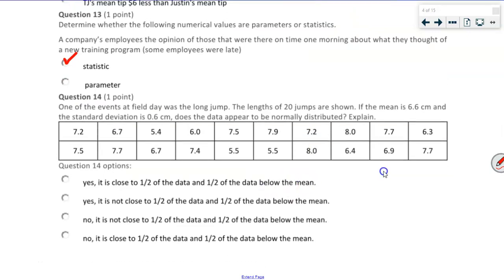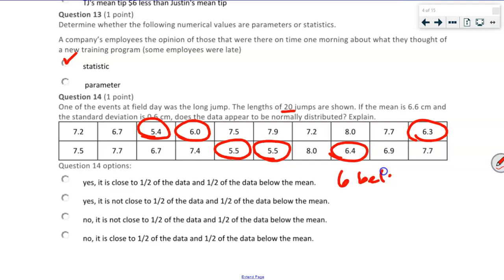Number 14 says one of the events of the field day was the long jump. The length of 20 jumps are shown. If the mean is 6.6 centimeters and the standard deviation is 0.6, does the data appear to be normally distributed? So if it's normally distributed and we got 20 jumps, that means 10 are going to be below 6.6 and 10 are going to be above. So let's look, or at least close to that. So we got 5.4 there, 6.0, 5.5, 5.5, 6.4, 6.3. Those are all the ones that are below. So 6 were below, which means 14 were above.